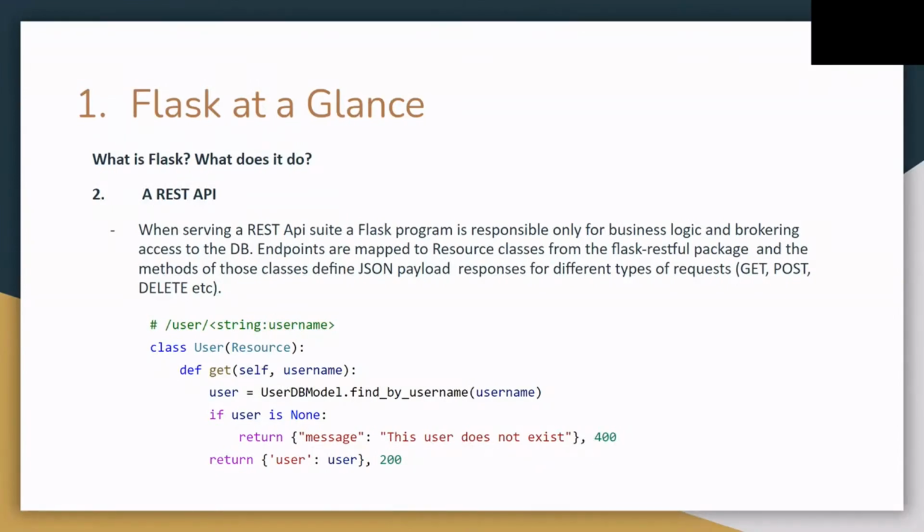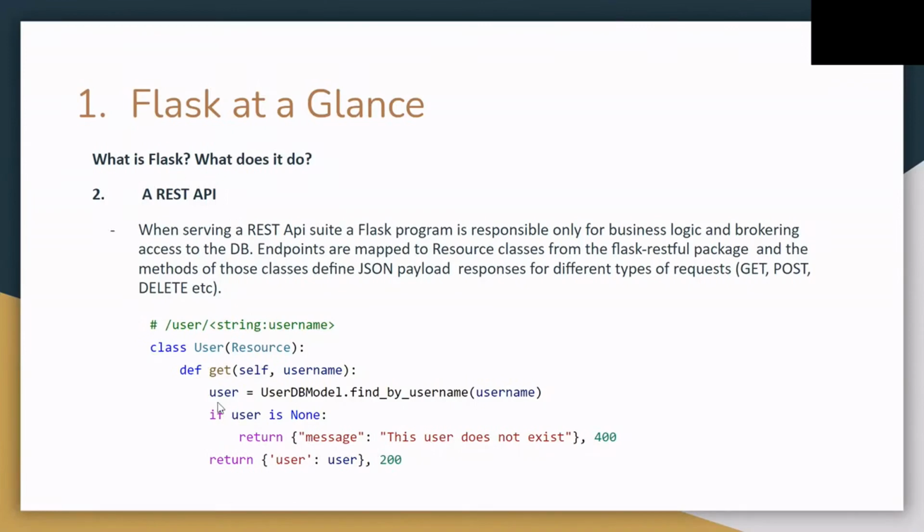So those could be GET requests, POST requests, PUT requests, what have you. Then we have an example down here. So here we have our user class, and this class corresponds to this endpoint up here. And so the GET method basically defines the response that this endpoint will have if it receives a GET request. And as in our demo here, we can see that there is some logic being involved as well.